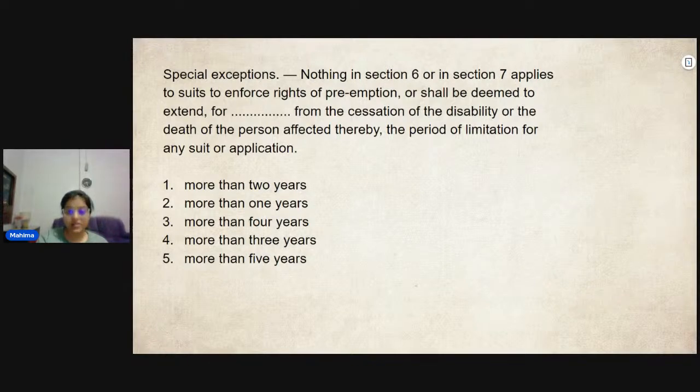Nothing in section 6 or in section 7 applies to suits to enforce rights of preemption, or shall be deemed to extend for dash from the cessation of the disability or death of the person affected thereby the period of limitation of any suit or application more than 2 years, 1 year, 4 years, 3 years, 5 years. Yes, it is option number 4, more than 3 years. It was directly taken from section number 8, which is special exceptions.